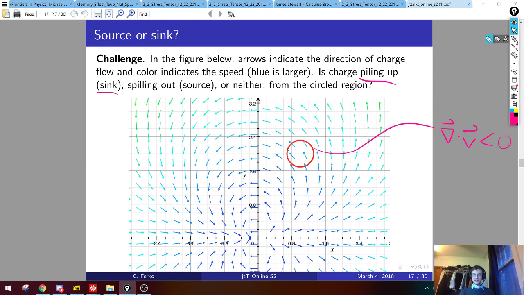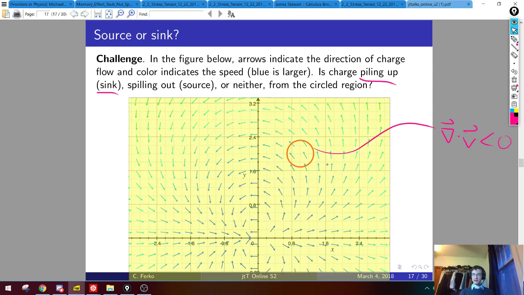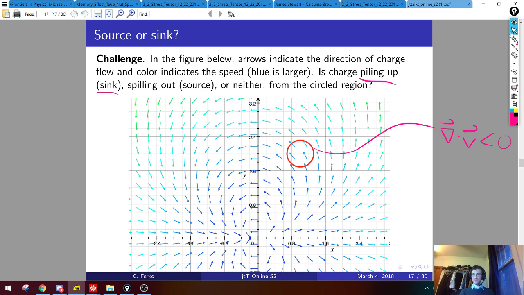Good. So this configuration I've shown here is what we don't want to happen for our charges, right? Because we do not want charge to pile up at any one place, since it seems to violate charge conservation.